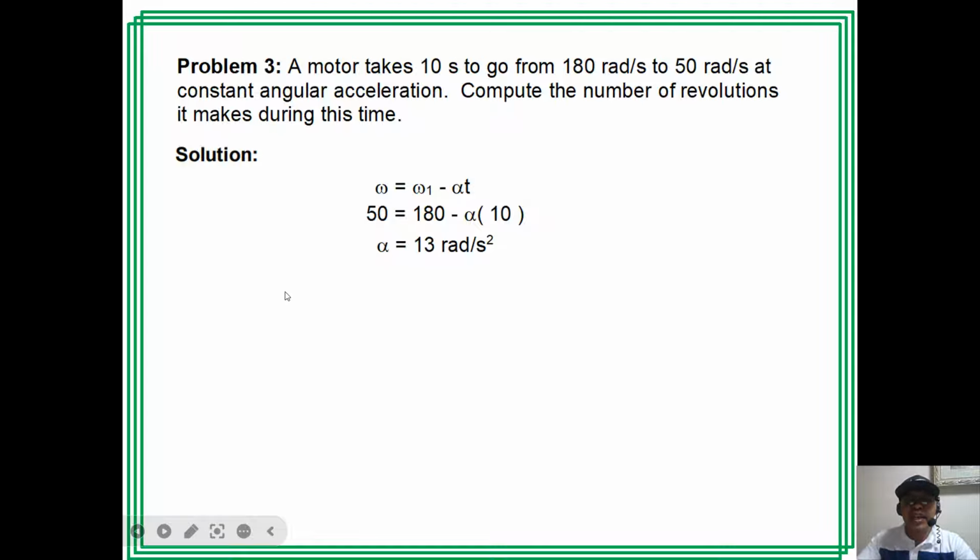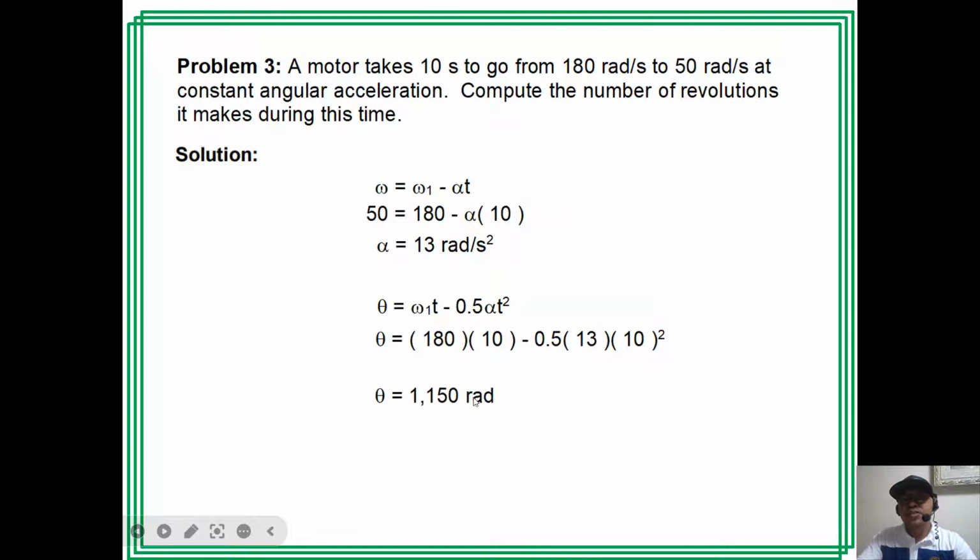Then we can use the third formula. The number of revolutions it makes is the angle theta. So initial velocity times time minus 0.5 times acceleration times time squared. Substituting values, we can get theta. So this is 1,150 rad. But we are asked for the number of revolutions, so we simply convert 1 revolution equal to 2 pi rad. So rad cancels out. The resulting unit here is in revolutions. 183.03.